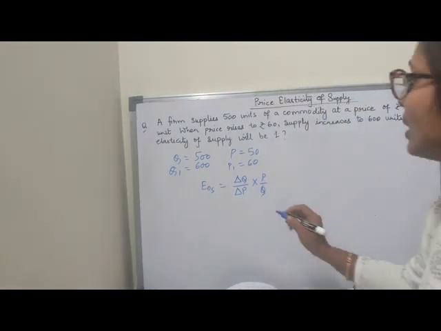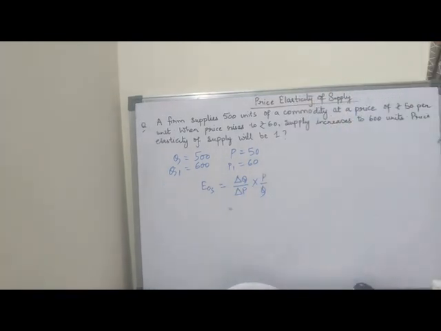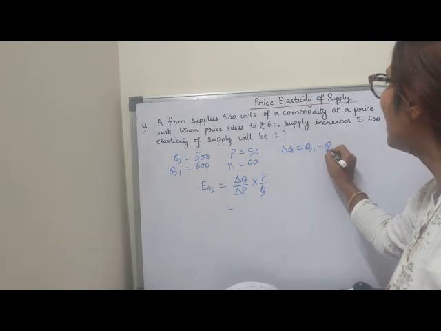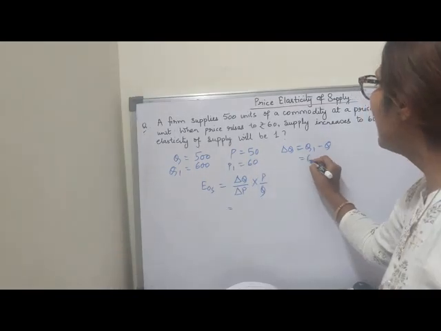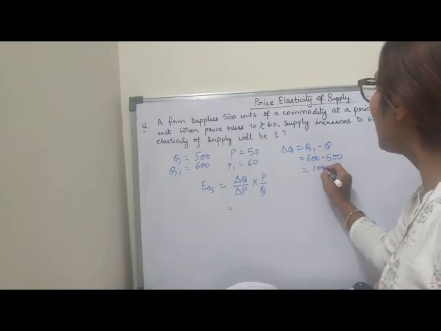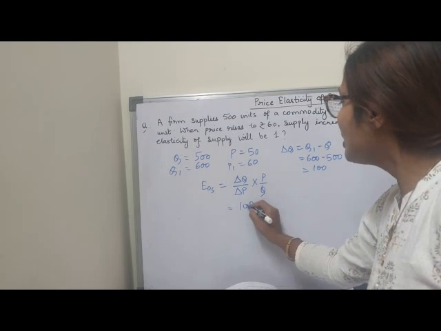Clear this much? Now change in Q. How to find change in Q? Change in Q is equal to Q1 minus Q. So Q1 is 600 and Q is 500. So that means change in Q is 100. Clear? Now change in P.